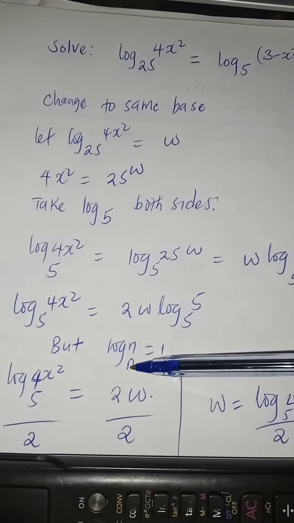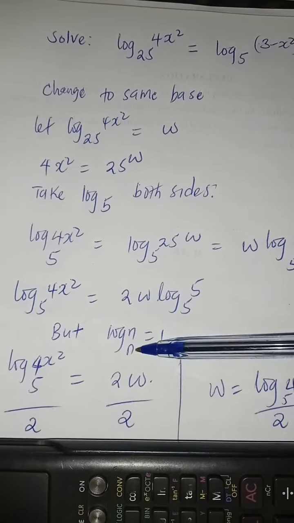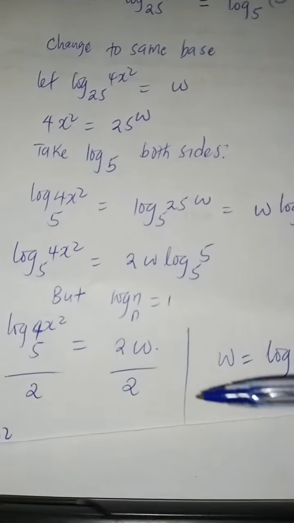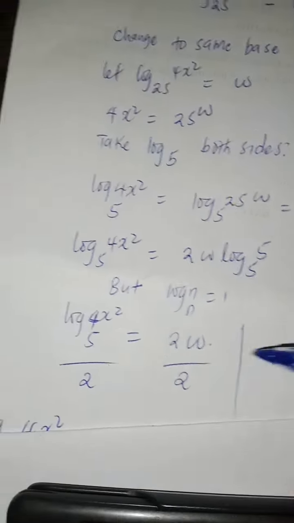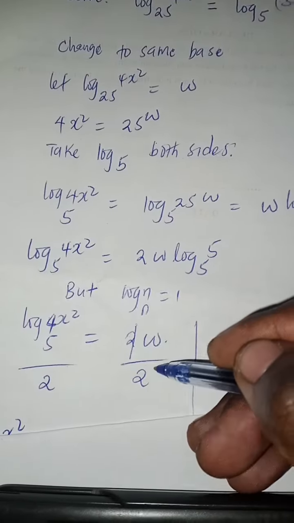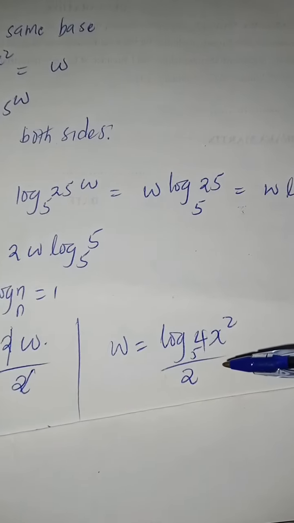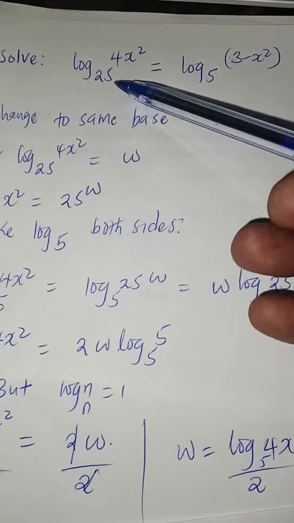So remember, this is the left hand side, and we know that if we have logarithm of a number to base of the same number, then that whole logarithm is equal to 1. So if we apply that, we'll have W, so we can cancel this and that, and then we will have logarithm to base 5 of 4x squared out of 2 will now be the whole of this.